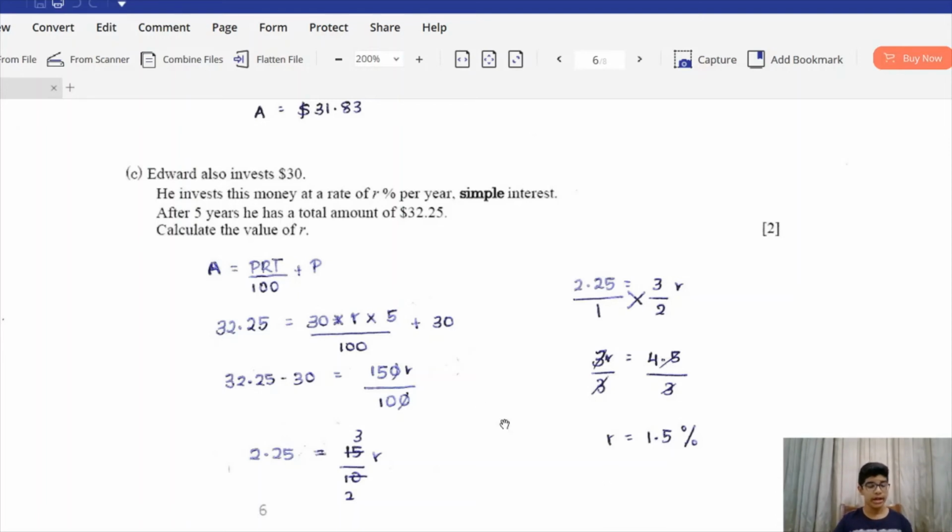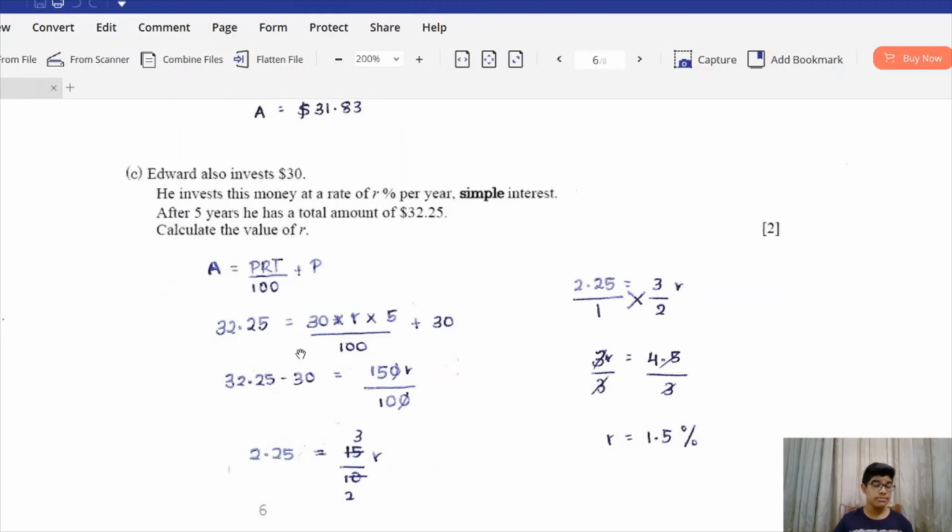So let's go through this again. We should use this equation: A is equal to PRT over 100 plus P, because if we do not add the P, we're basically not accounting for the total investment. And you can see that the question clearly says total amount and does not specify the amount of interest. So 32.25 is equal to this thing over here, 30 times R times 5 over 100 plus the principal amount 30.